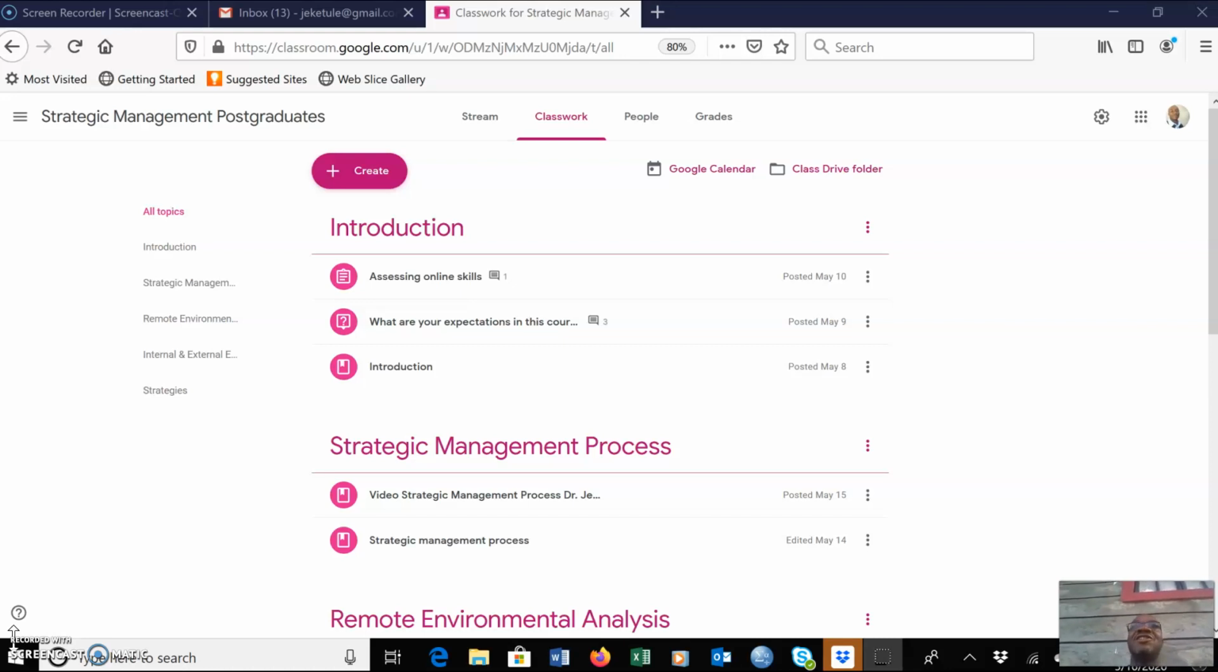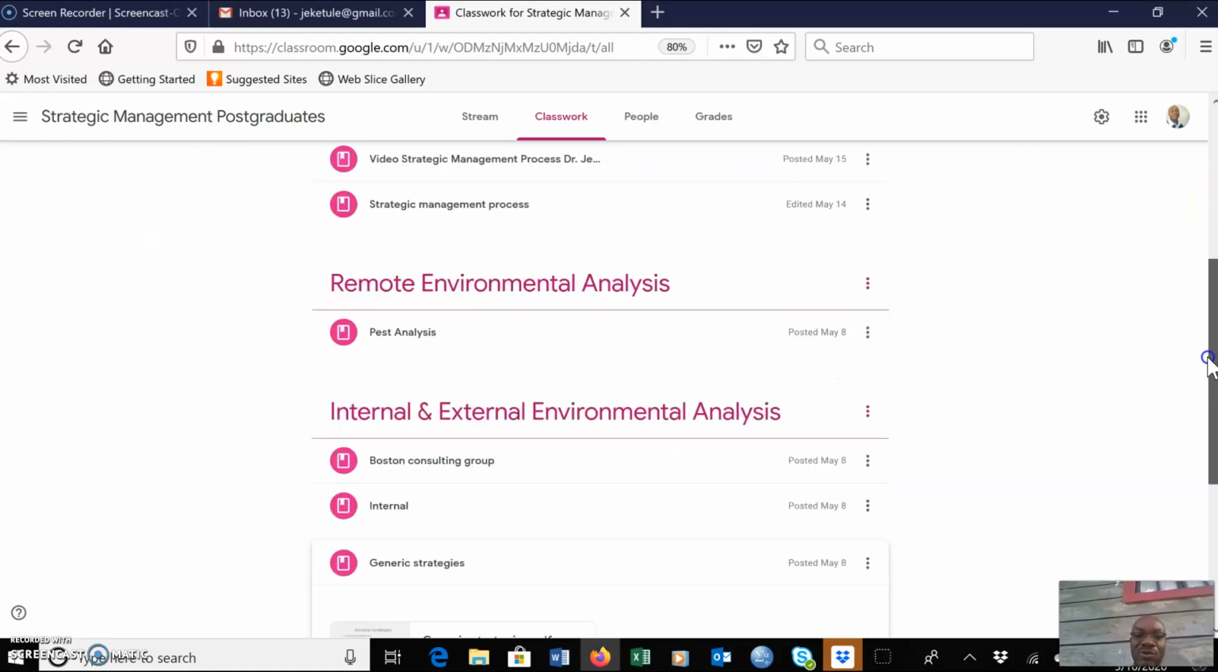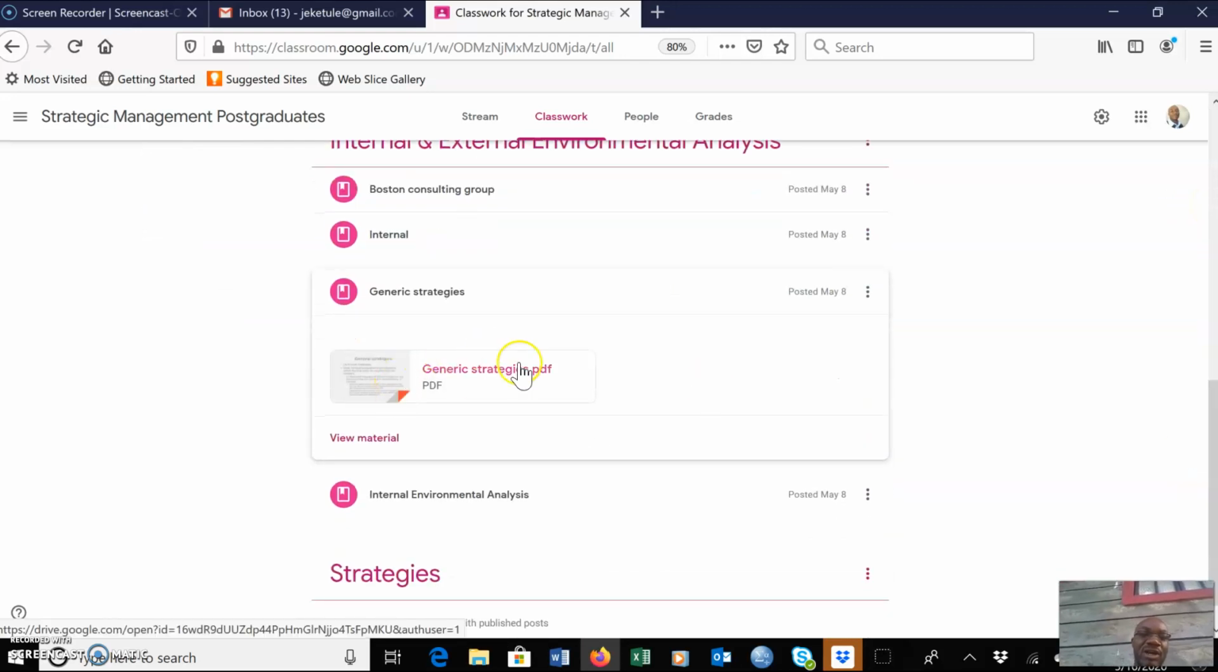Let's look at strategies in strategic management. When we say strategies in strategic management, we have the growth strategies, the stability strategies, and the retrenchment strategies. So we'll explore this. And now let's go to our Google Classroom, and in the Google Classroom, we click the element there, general strategies.